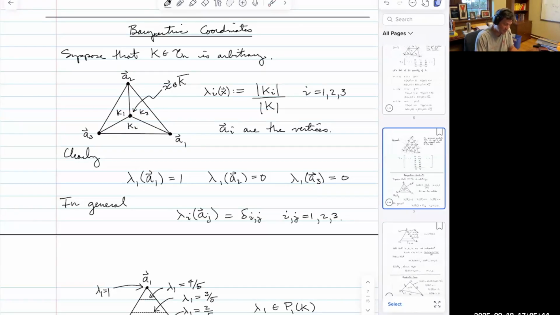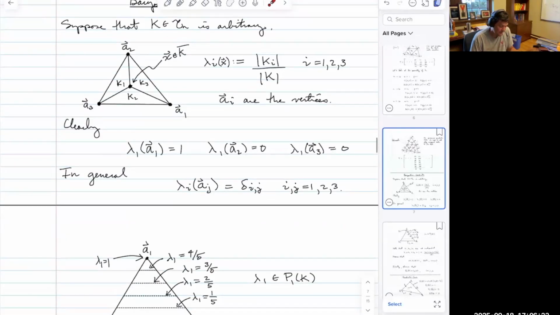Okay, so this is a proportion, right? Because this is definitely some subset. It could be all of K, in which case the point X is right here at A1, and so K1 takes up the whole domain, and so lambda 1 would just be equal to 1. Or it could be as small as 0, and that would be the case where X is somewhere on this line here. And it's going to give us a triangle which is degenerate and has 0 area.